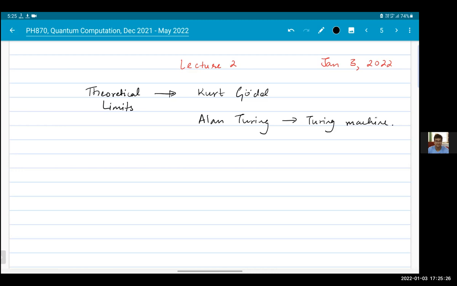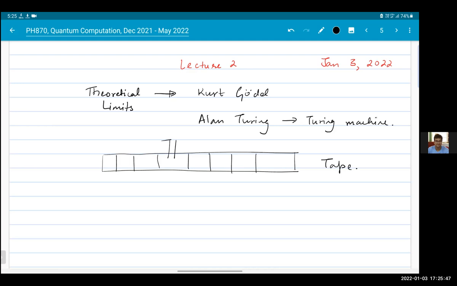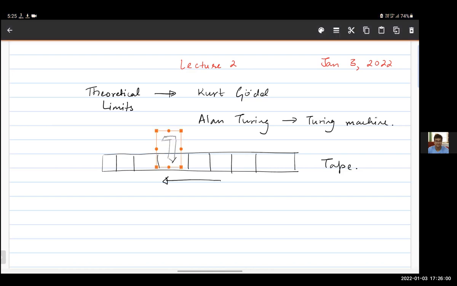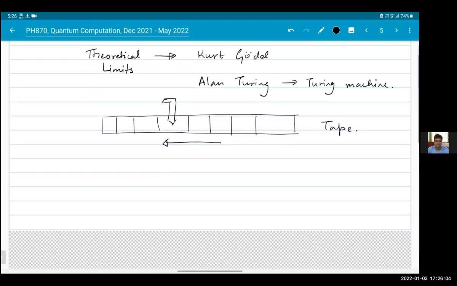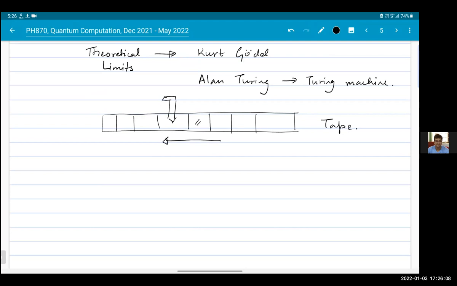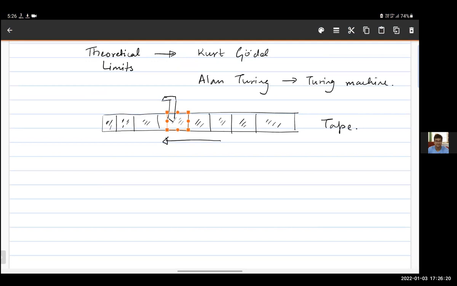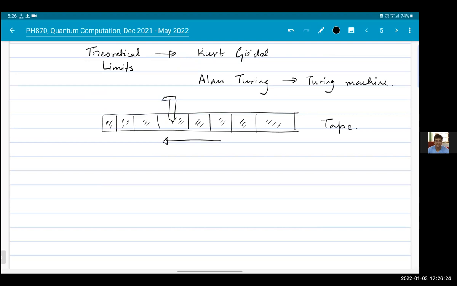So for instance, your PC or your laptop or your cell phone, these are all universal computers, right? What is a universal computer? So in the Turing machine model, you have a tape and there is a head, something that can write information on this tape. So this tape keeps moving past this head, and what the head does is it reads whatever is written on the slot, right? And then it performs some operation.